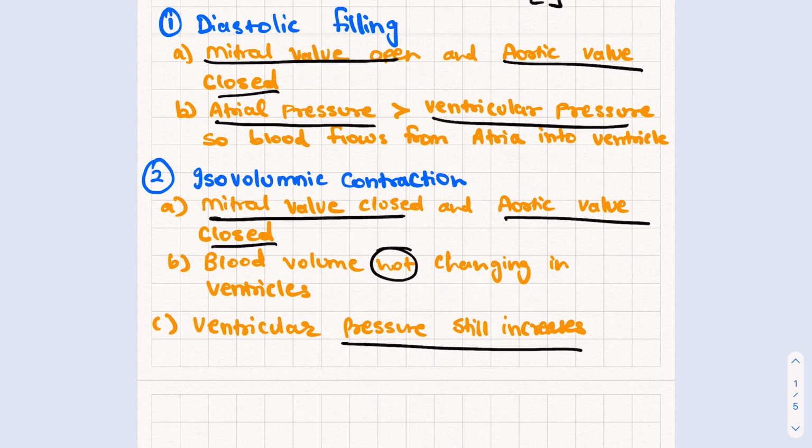So the main thing you need to remember about isovolumic contraction is all of the valves are closed, and no blood volume is being exchanged. So blood volume in the ventricle is not increasing, but the pressure is still increasing during isovolumic contraction. The third stage of the cardiac cycle is ejection.